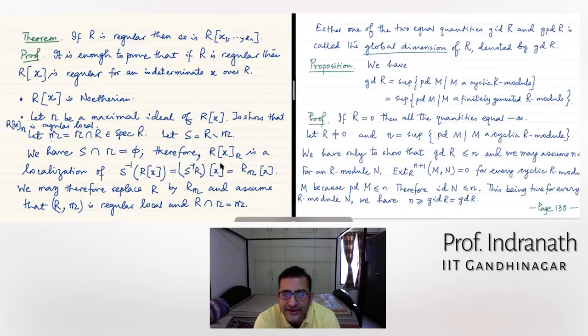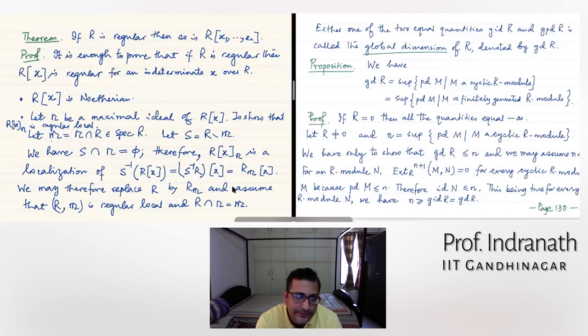So what does this mean? This is a localization of this ring. So that means you will have to take some multiplicatively closed set out here, and then you can get this, right? That's what it means. The localization of this ring gives you this. So what multiplicatively closed set would work here? That's what the question is. If you see it a little carefully, you'll understand.